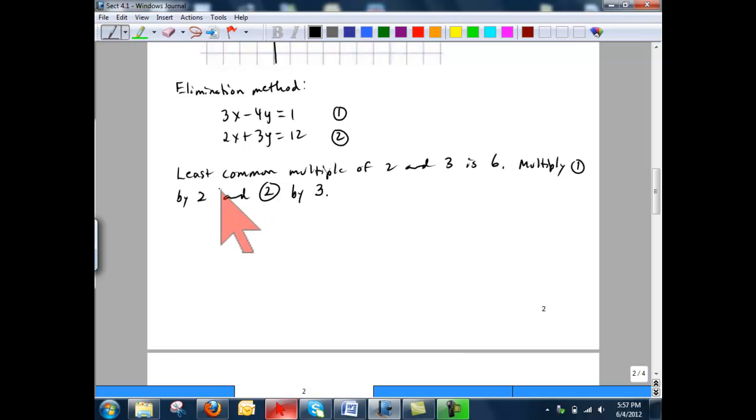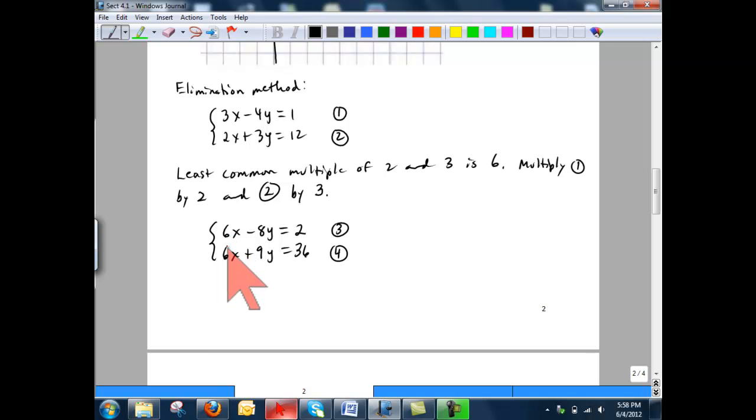Okay, so let's do that. In equation 1, I'm multiplying every term through by the constant 2. 3x times 2 is 6x. Minus 4y times 2 is minus 8y. Equals 1 times 2 is 2. And then in equation 2, I'm going to multiply through by 3. So 2x times 3 is 6x. 3y times 3 is 9y. And 12 times 3 is 36. Let's call this equation 3 and this equation 4. And we can think of these as being grouped together like this.